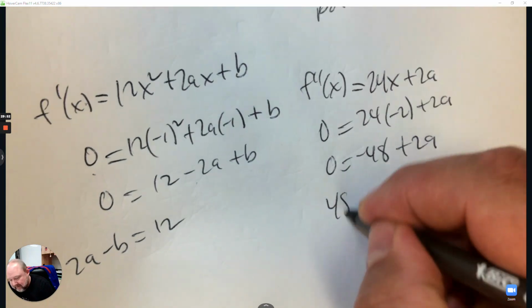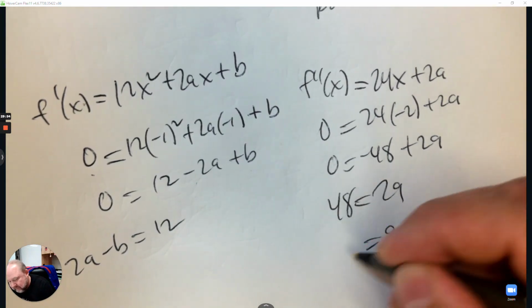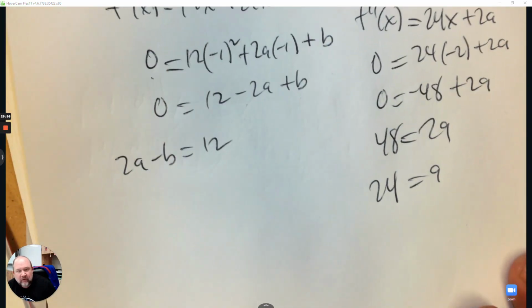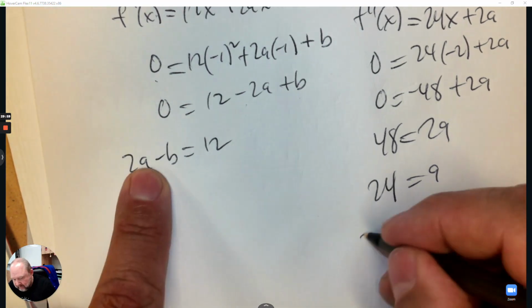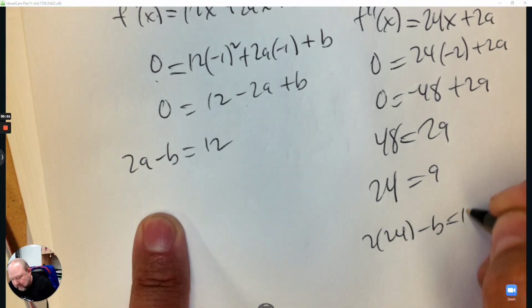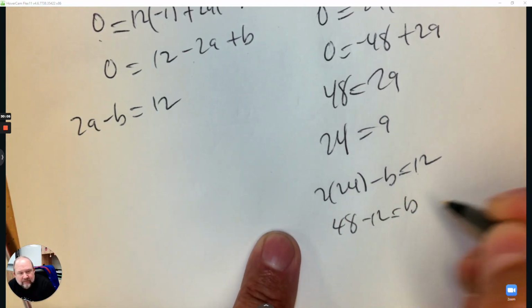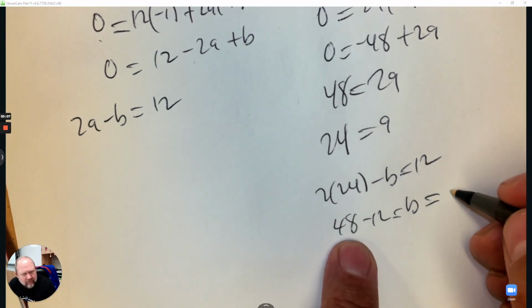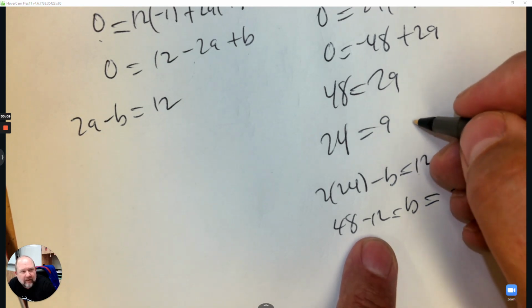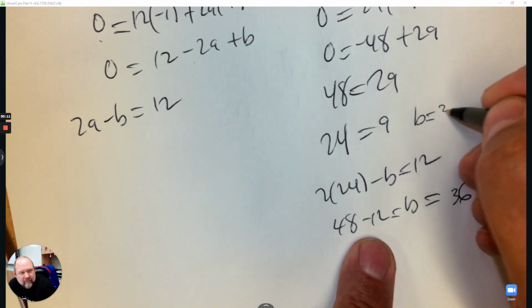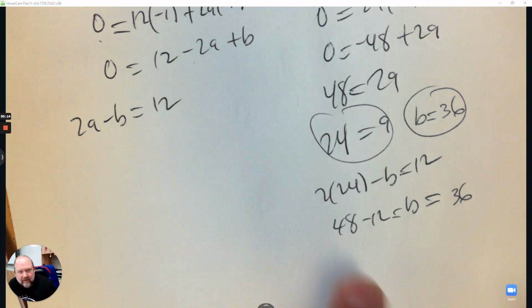I'm going to solve it. I'm going to add 48 and divide by 2. So I already know a is 24. I'm going to plug that in here for a, and then solve for b. So I have 48 minus 12. So that means b is 36. So a is 24, and b is 36 for that to work.